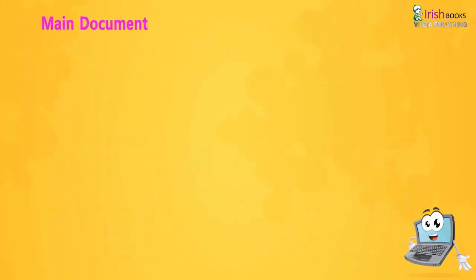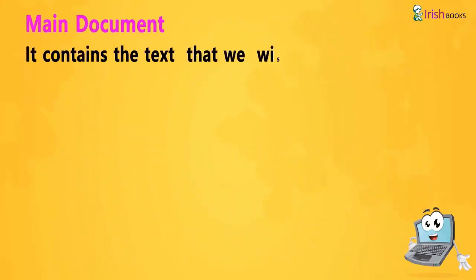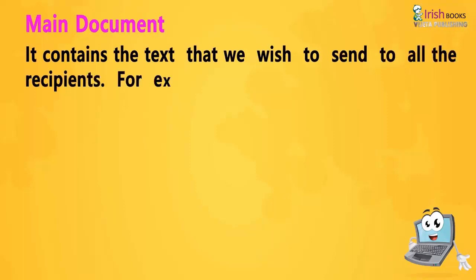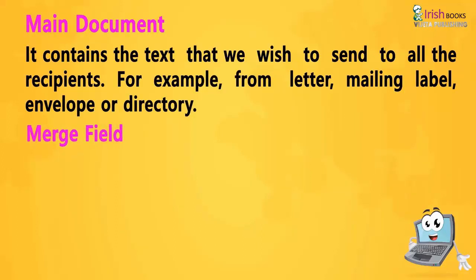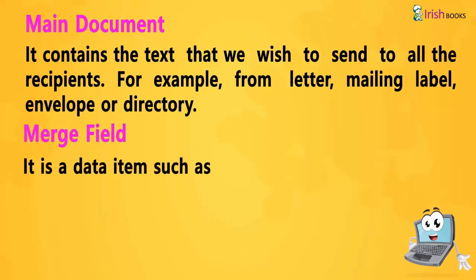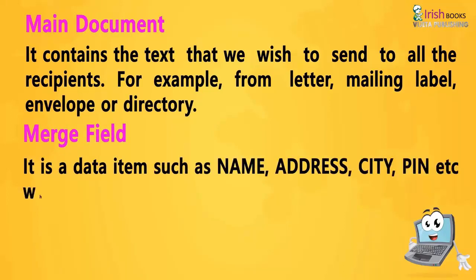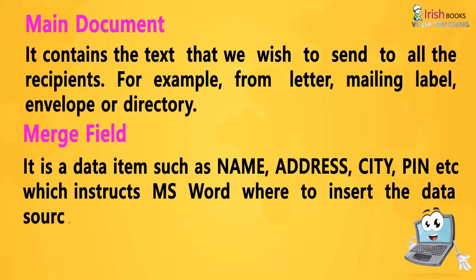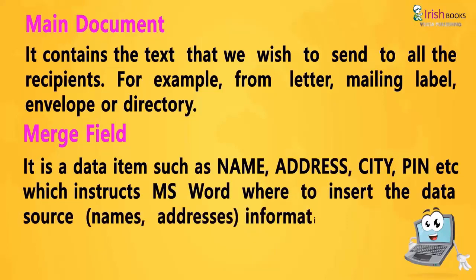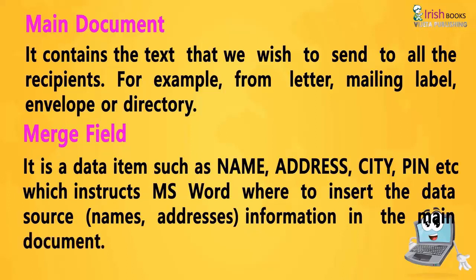Main document: it contains the text that we wish to send to all the recipients, for example, a form letter, mailing label, envelope or directory. Merge field: it is a data item such as name, address, city, PIN, etc. which instructs MS Word where to insert the data source names, addresses, and information in the main document.